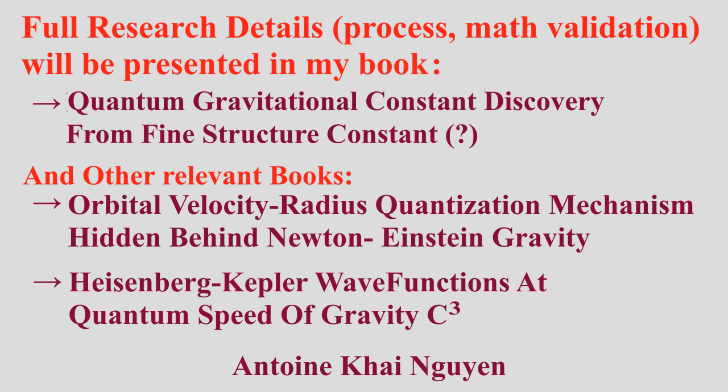Finally, all the relevant details regarding the process, mathematical verifications, and demonstration can be found in the book Quantum Gravitational Constant Discovery from Phi Structure Constant. And my other relevant books are Orbital Velocity, Radius, Quantization Mechanism Hidden Behind Newton-Einstein Gravity, and finally, Heisenberg-Kepler Wave Functions at Quantum Speed of Gravity c cube.